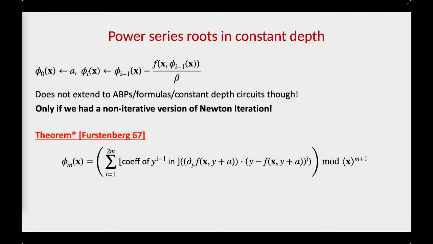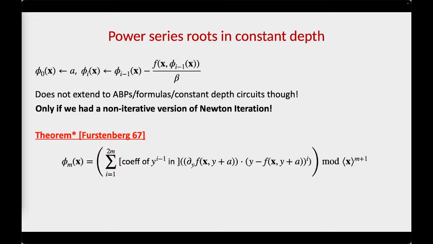Great, so let's parse this. Let's forget about the mod x to the m plus 1. So we want to compute phi sub m. The number of summands here is 2m, so there's some order m terms that we are going to sum. What does each term look like? Each term is the coefficient of y to the something in a product of two things. The first is just the y derivative of f after some initial shifting. The second is y minus f of x comma y plus a raised to some power.